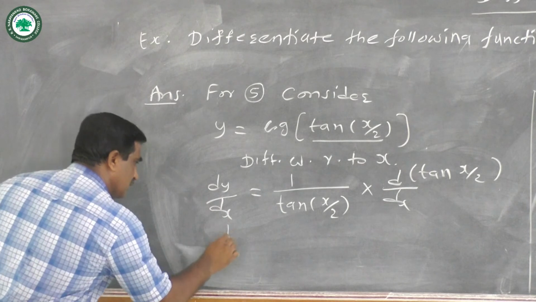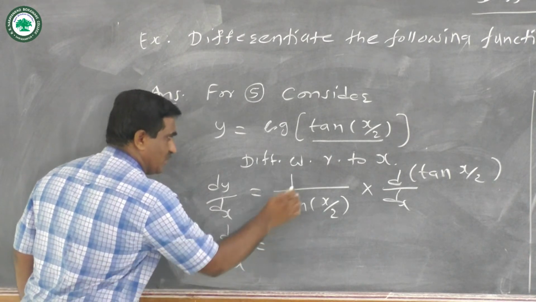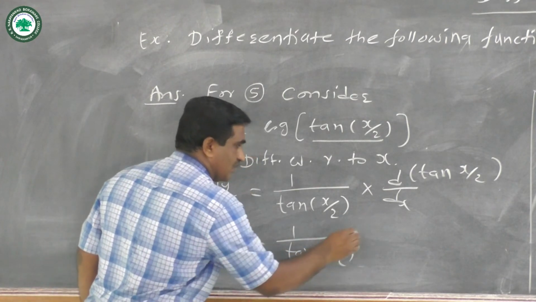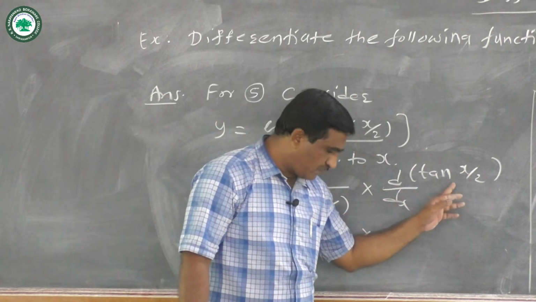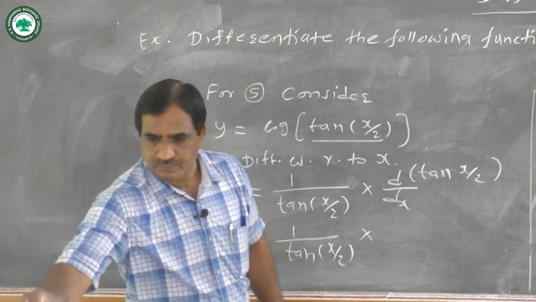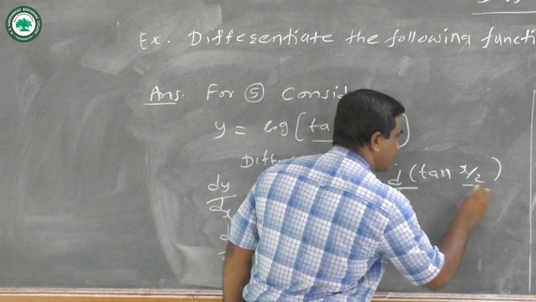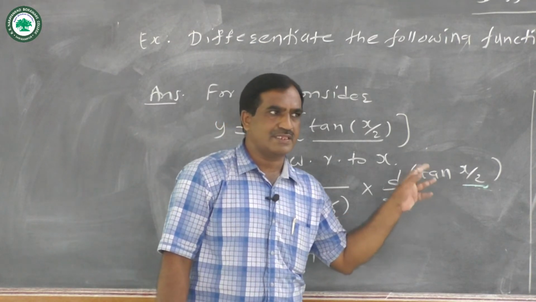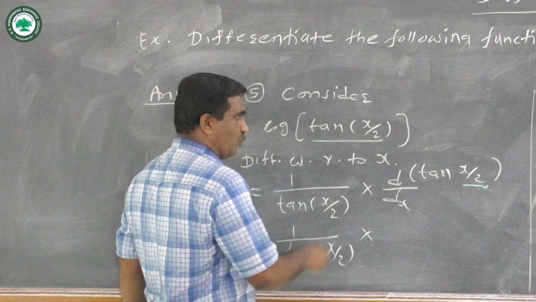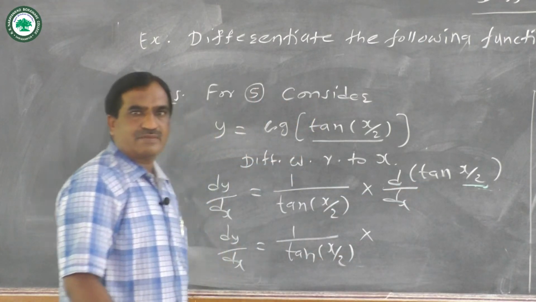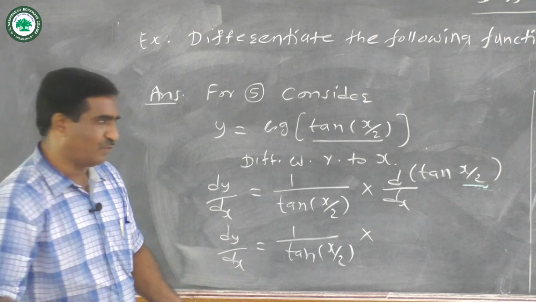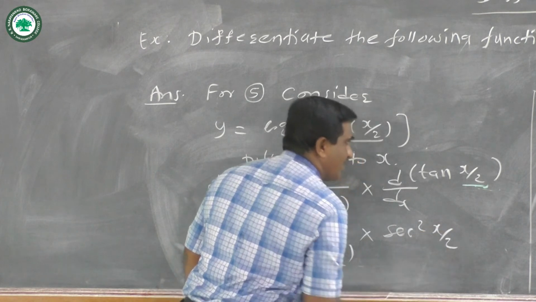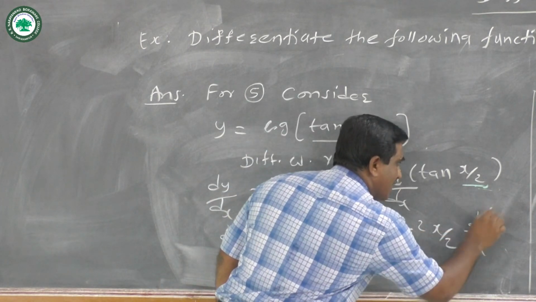Okay, now further dy by dx is equal to this first term also as it is, 1 upon tan of x by 2, into, here also this is a composite function. Suppose this term x by 2 as x, the underlying term as x, then we get tan x, and we know that the derivative of tan x is sec square x. Okay, therefore the derivative of tan x by 2 is sec square x by 2 into the derivative of x by 2, that is sec square x by 2 into dy dx of x upon 2.